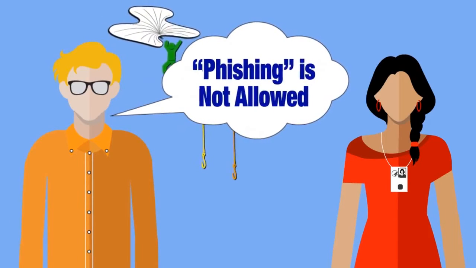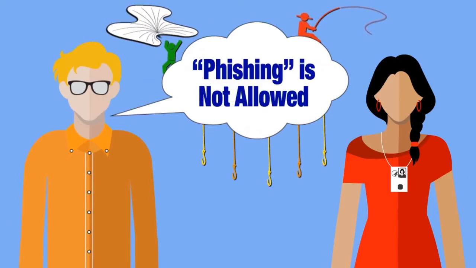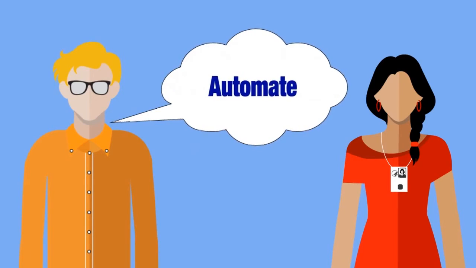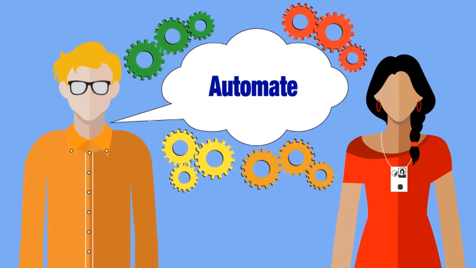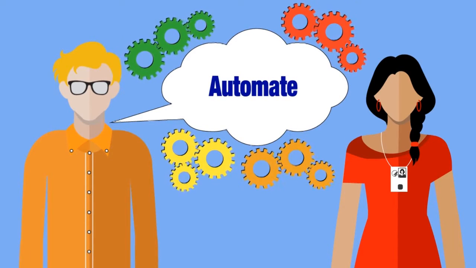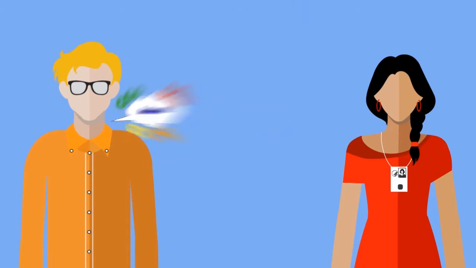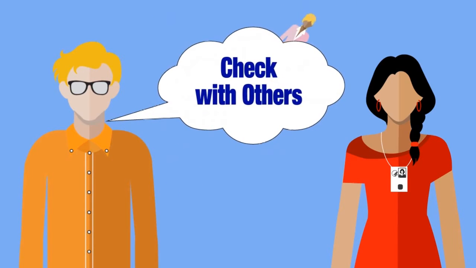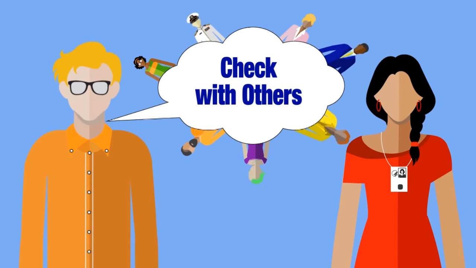Fishing is not allowed. All data collected must have some practical utility to the program. It would be nice to have, or just in case we need it, are not valid reasons to collect data. Automate. Look for ways to use information technology to automate collections. Check with others. Consult with similar programs in other agencies and with CDC's forms experts for tips on how to reduce burden.